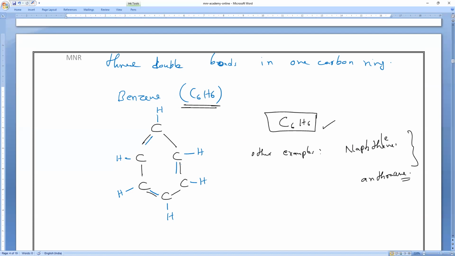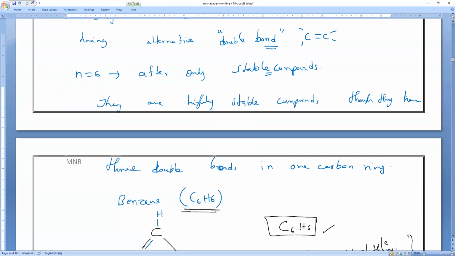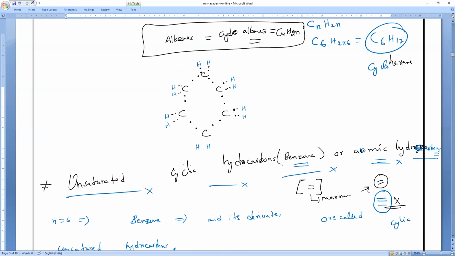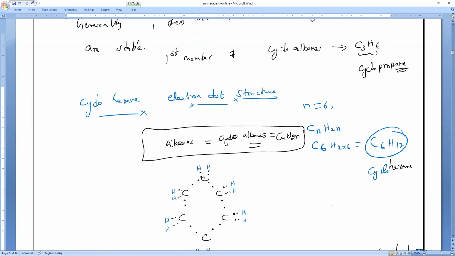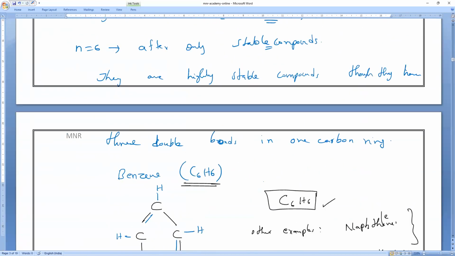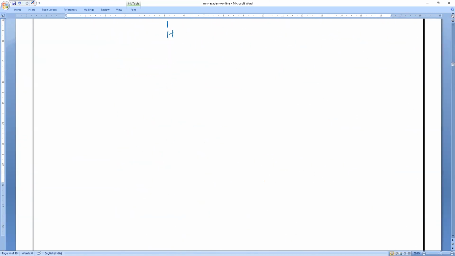Next, if you notice, just now before we studied benzene, the same hexagonal structure. But what is this, everybody? What is the name of this one? Cycloalkane. With n equals 6, what is the name? Cyclohexane. So now cyclohexane and benzene both have the same ring structure, but they have a difference.